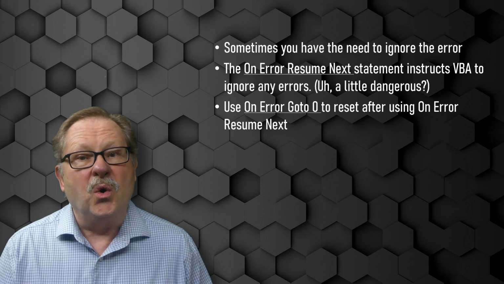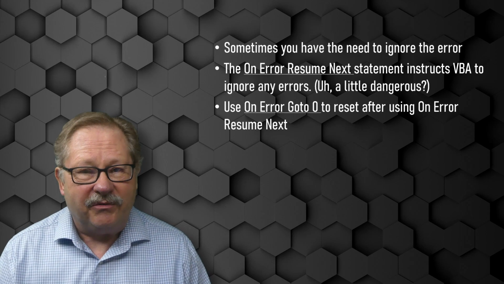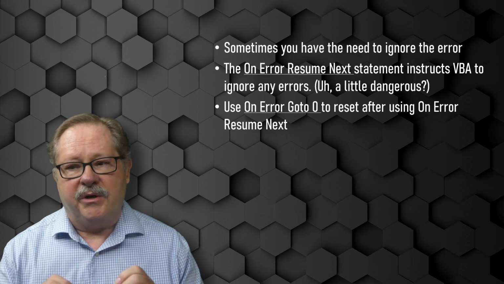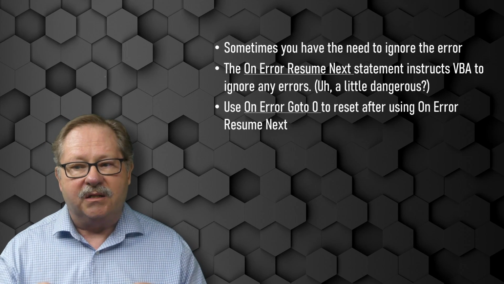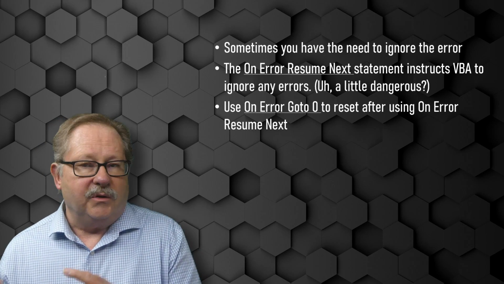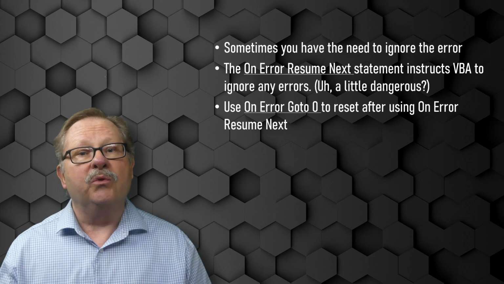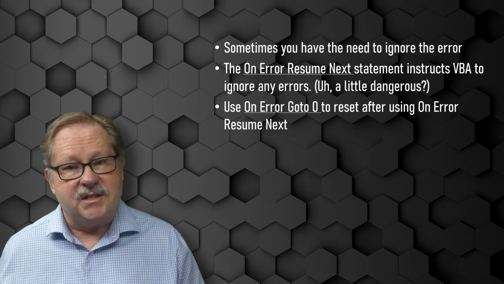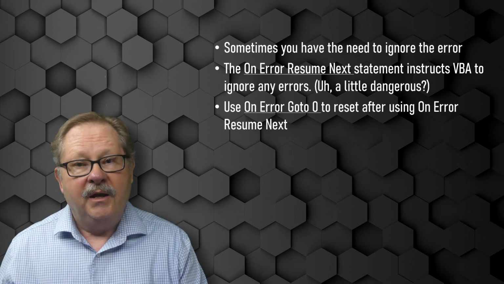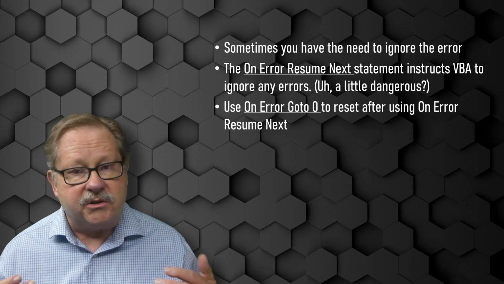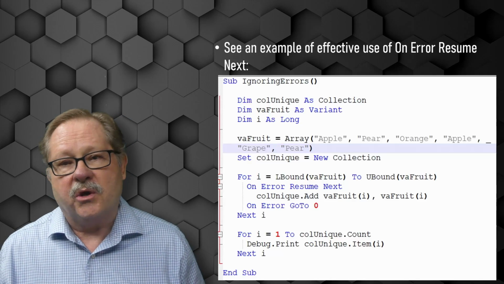Sometimes you actually need to ignore the error. Sometimes you have a situation where it just doesn't matter if there's an error in a particular piece of code. I'm going to show you an example. It's a little bit dangerous to do this, and the command is On Error Resume Next. In other words, if there's an error here, just go to the next command. It's a little dangerous if you don't reset the error handling that says to move on, and that is with On Error GoTo 0. GoTo 0 resets error handling back to normal. So let's see an example of how we might actually use this to our benefit.